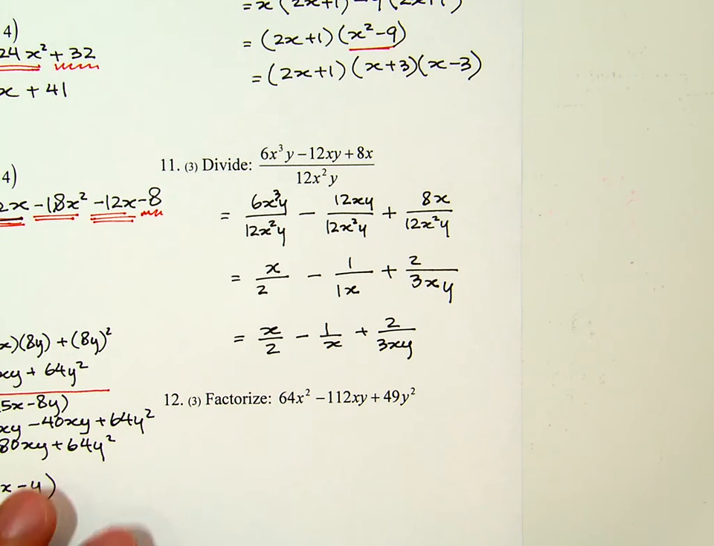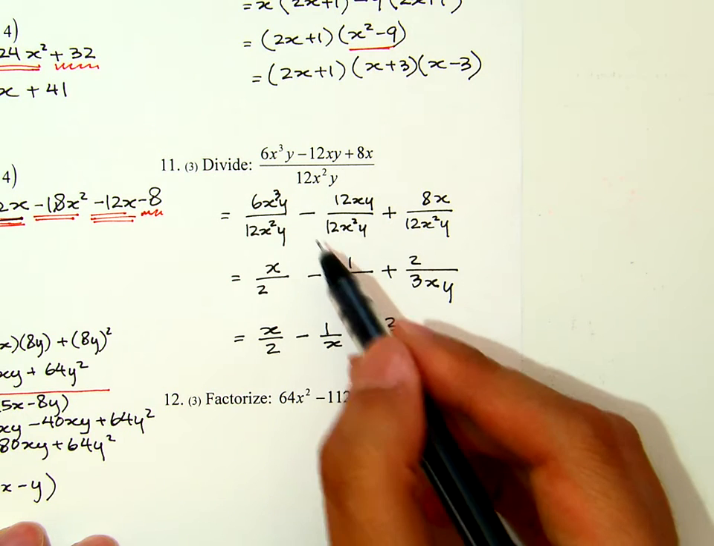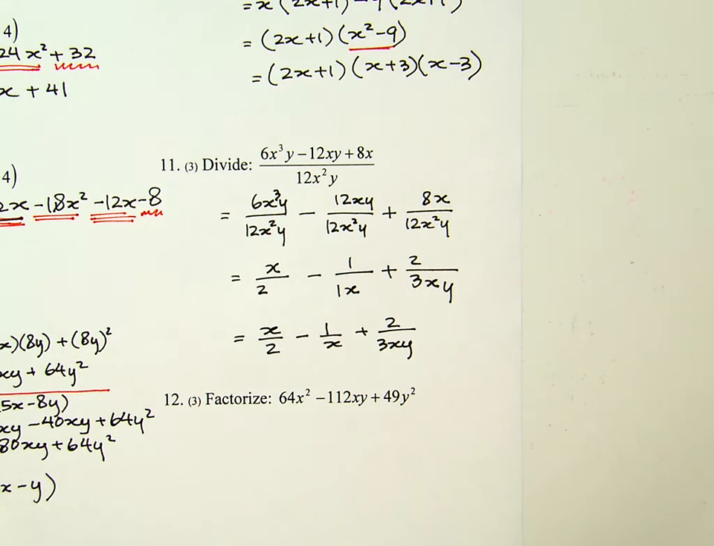Okay, so you see the strategy. If the denominator has only one term, then I will break it up into the sum or difference of rational expressions. Now that will not be the case if the denominator has two terms or more. That will not be the case if you divide by a binomial or trinomial in future. It is if you divide by a monomial, that's when you do this process.